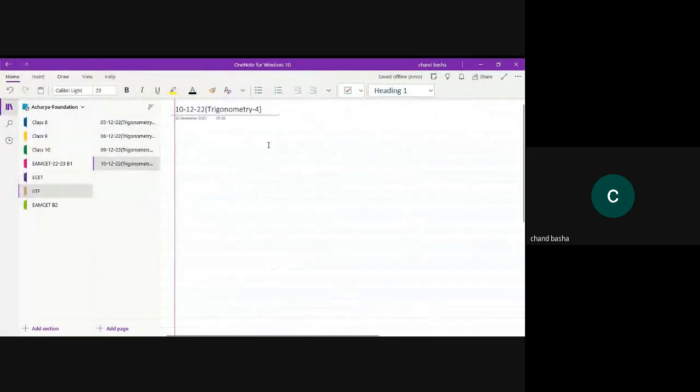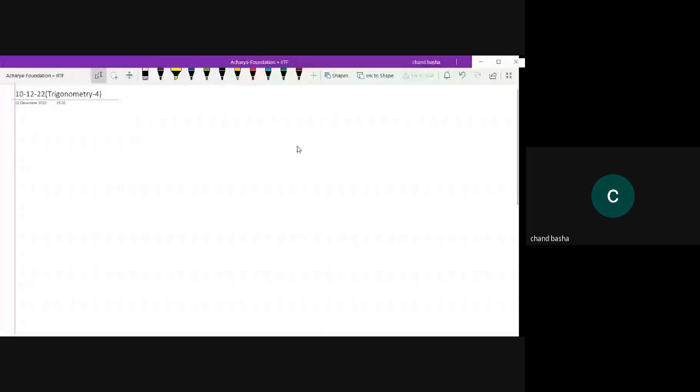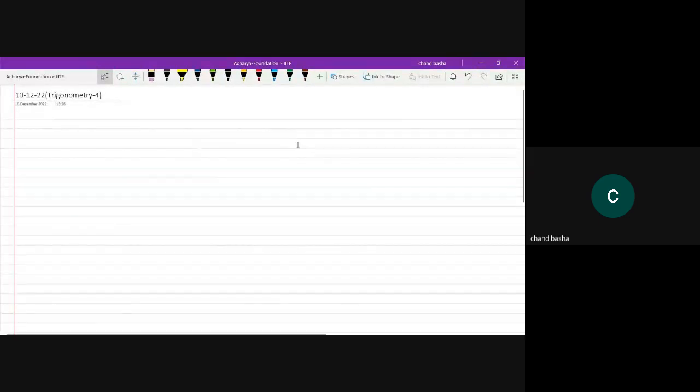We'll continue with how to convert radian measure to degree measure. That means radian to degree system. We need to discuss a few examples related to that concept also. Radian measure to degree measure.